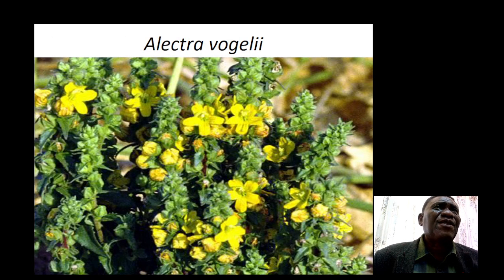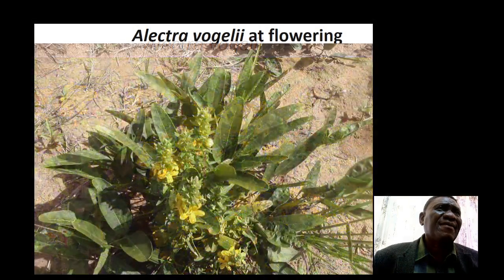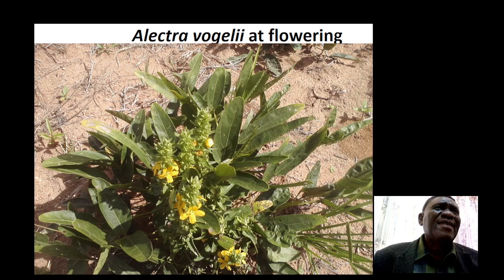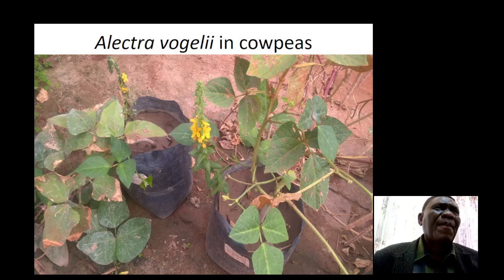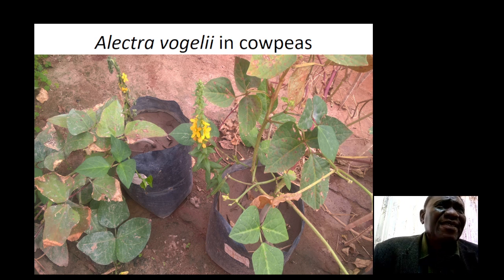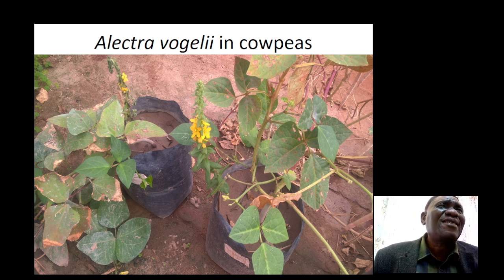This is Alectra vogelii with yellow flowers. It attacks bambara nuts. Again, Alectra vogelii on bambara nuts. It also attacks cowpeas in Zimbabwe. You can see this is Alectra vogelii. This was actually evaluated in some of the experiments done by students here in pots.